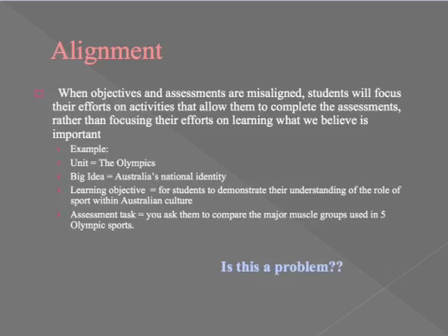But then you set an assessment task, and I've taken this seriously from the official Olympics unit from the Department of Education website. One of the activities that you would get the students to do on this matrix is to ask the students to compare the major muscle groups that are used in 5 Olympic sports. Is there a problem? Absolutely there's a problem. You might be doing a unit on biology, on anatomy, on muscle groups, the human body, but this objective is about understanding the role of sport within Australian culture, how it plays a role in our identity, who are we as Australians. But what you're doing is getting them to look at muscle groups used in 5 sports.